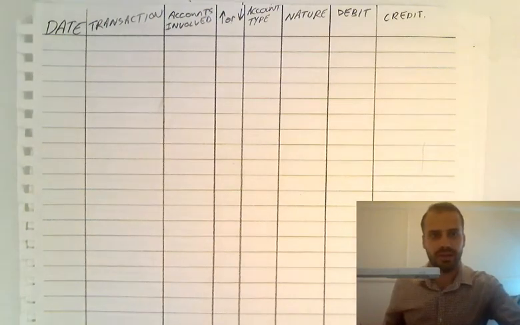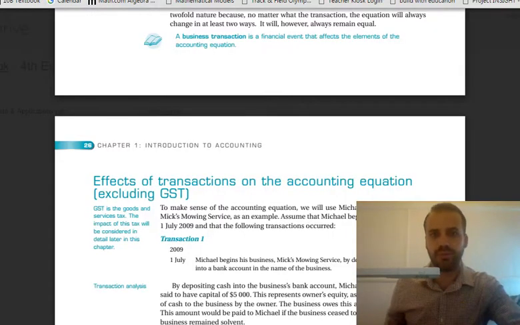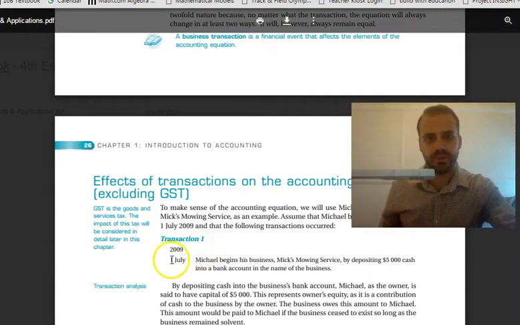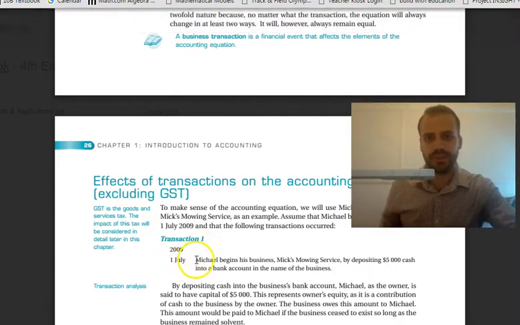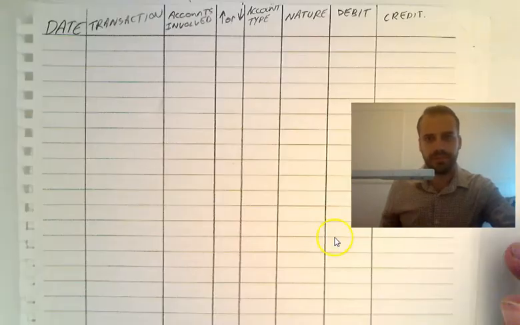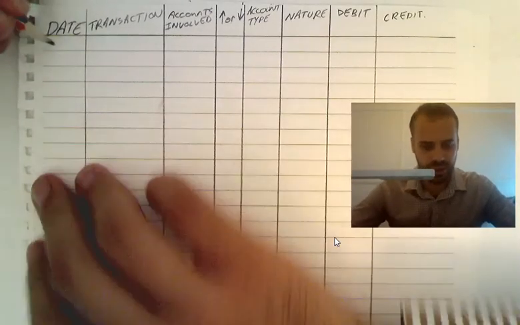All right, so let's jump into it. We're going to do some transactions of a business, a lawn mowing business. Now I'll just show you this here. So on the 1st of July, Michael begins his business, Mixed Mowing Service, by depositing $5,000 cash into a bank account in the name of the business. All right, so let's take a look at that. So it was the 1st of July that this happened.